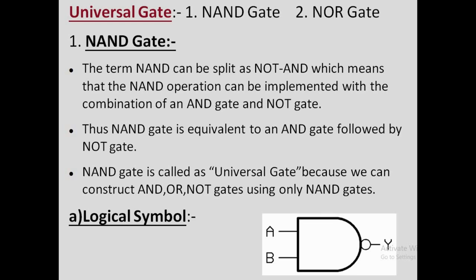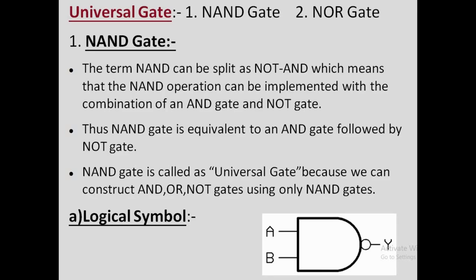Now the next gates are universal gates. In universal gates there are 2 gates, the NAND gate and the NOR gate. Why are these gates called universal gates? Because from these 2 gates we can implement any gate. That's why they are called universal gates.